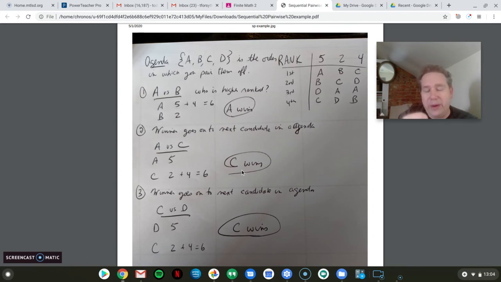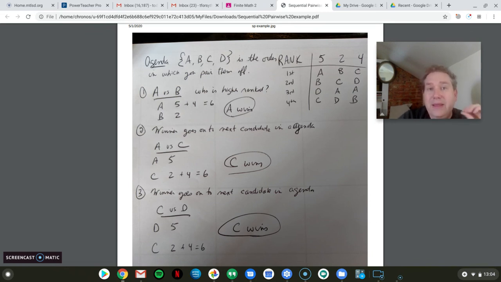So again, the winner goes on to the next person in the agenda. We've already done A versus B. We've done A versus C because B was eliminated. Now B and A are both eliminated. So the next person in the agenda is D. So it's C versus D. Again, look up here. D is higher than C for those 5, but C is higher than D for the other 2 and the 4. So it's 5 versus 6 again. C wins the entire election because there's nobody else to come next in the agenda.